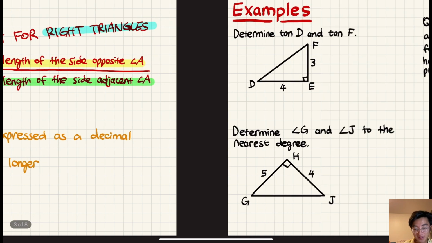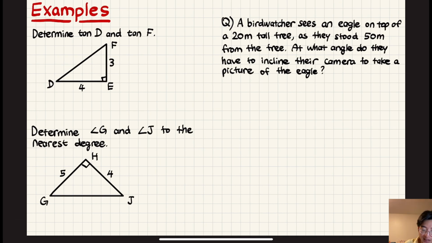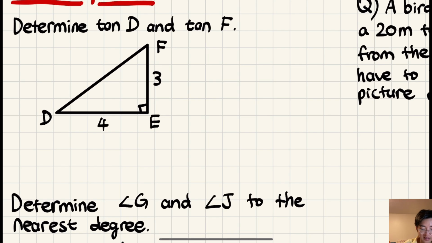Let's draw some examples here. Those are some pretty common questions you will encounter throughout this chapter. First example: determine tangent D and tangent F. Tangent D, let's get our highlighter here, will refer to this right here. We're looking at this angle. As we can see from this angle D, 3 is opposite to this angle, while 4 is adjacent, or right next to this angle, which means that the tangent of D is just 3 over 4.